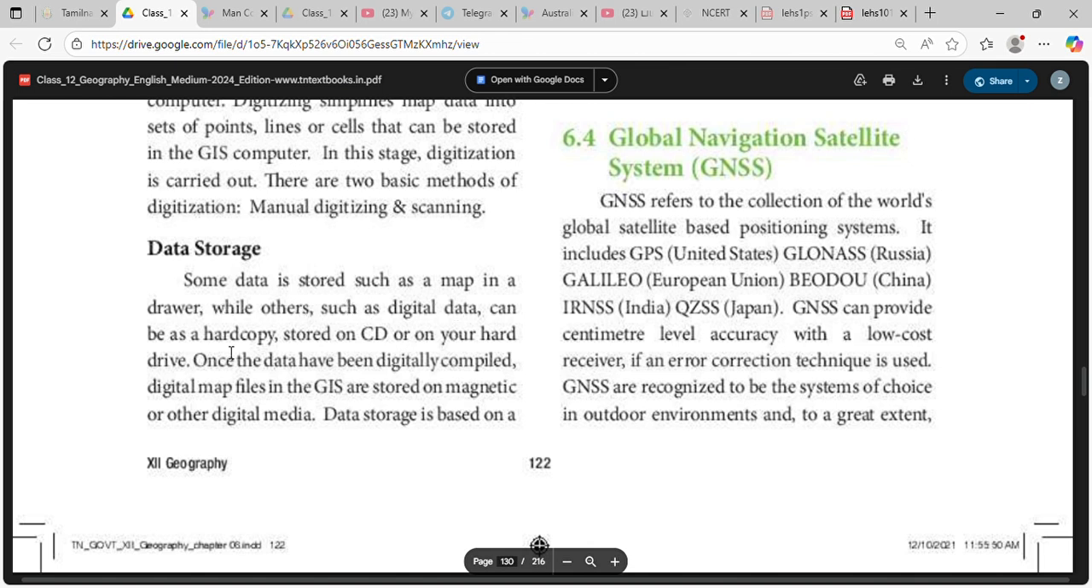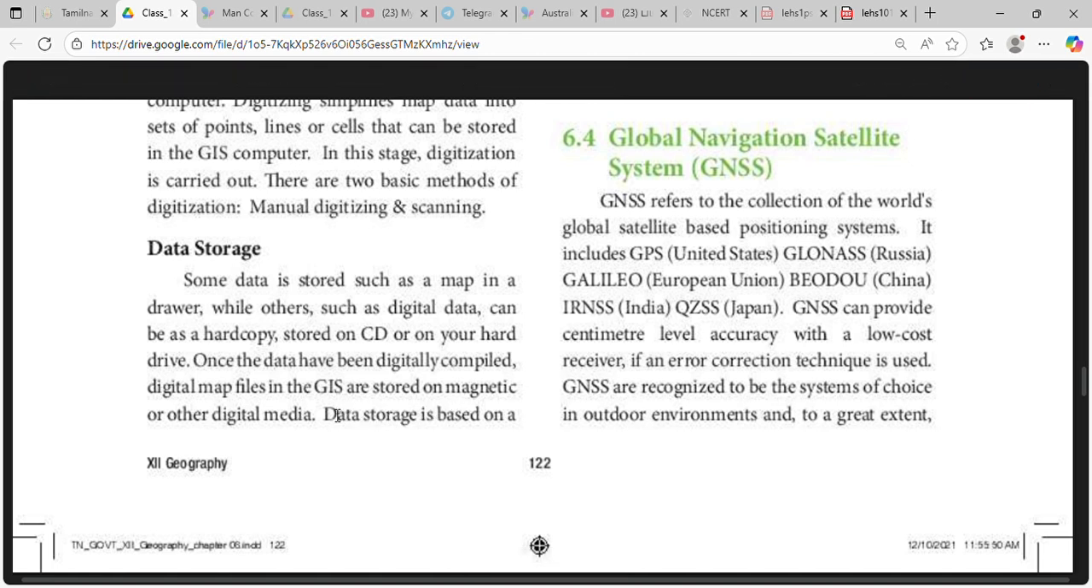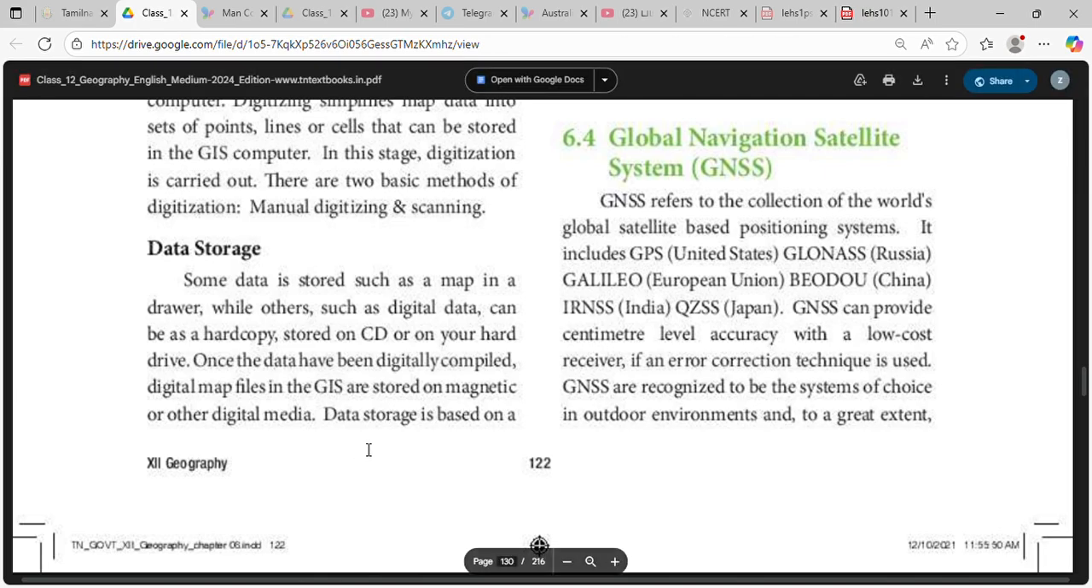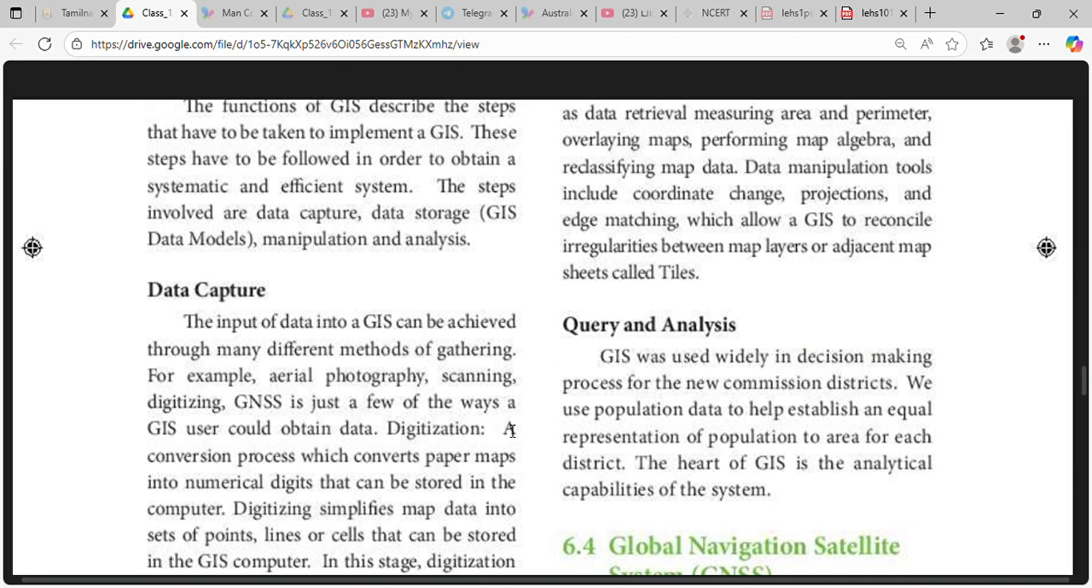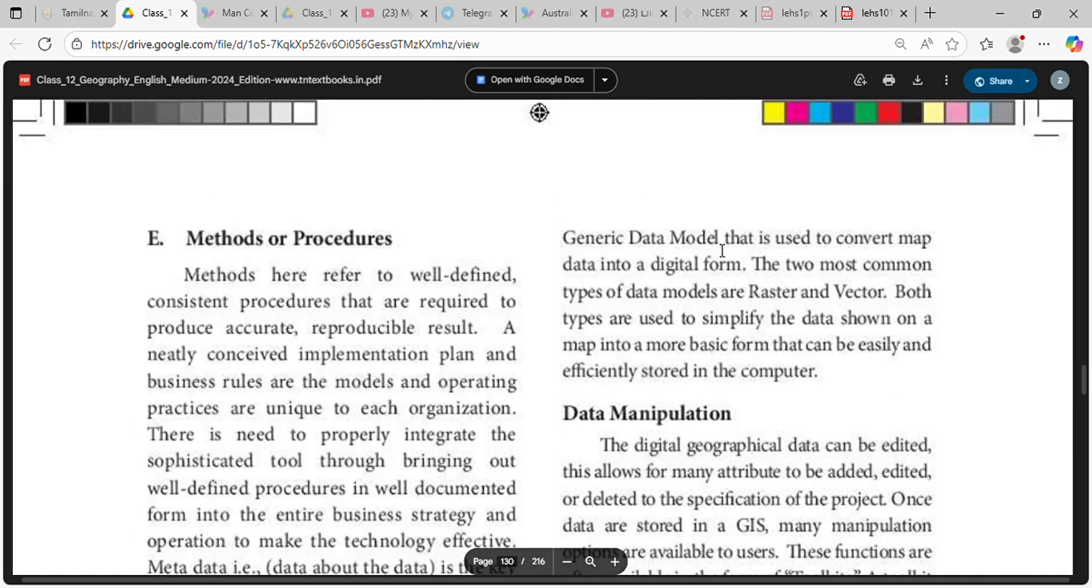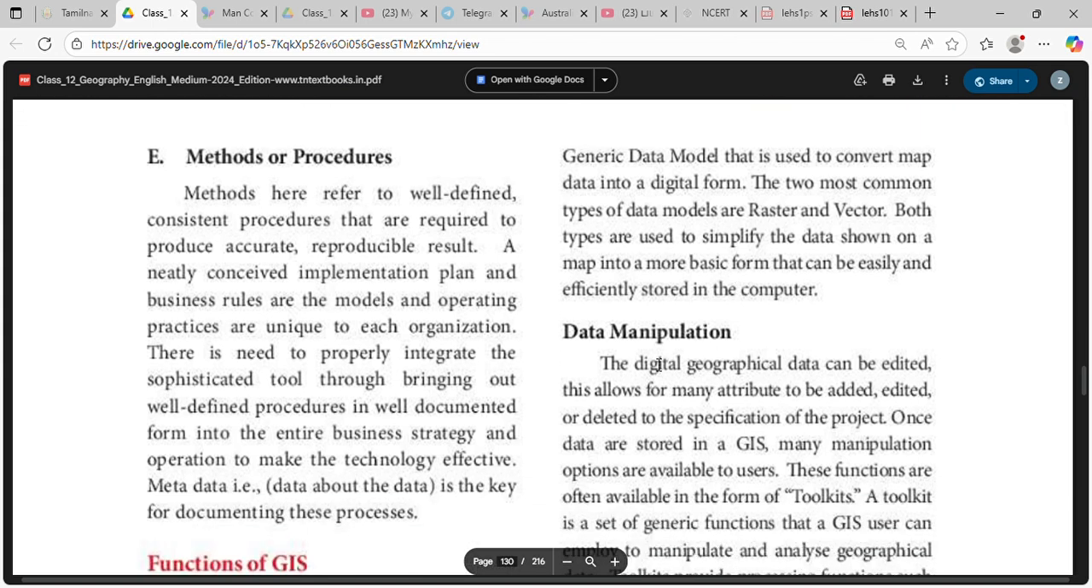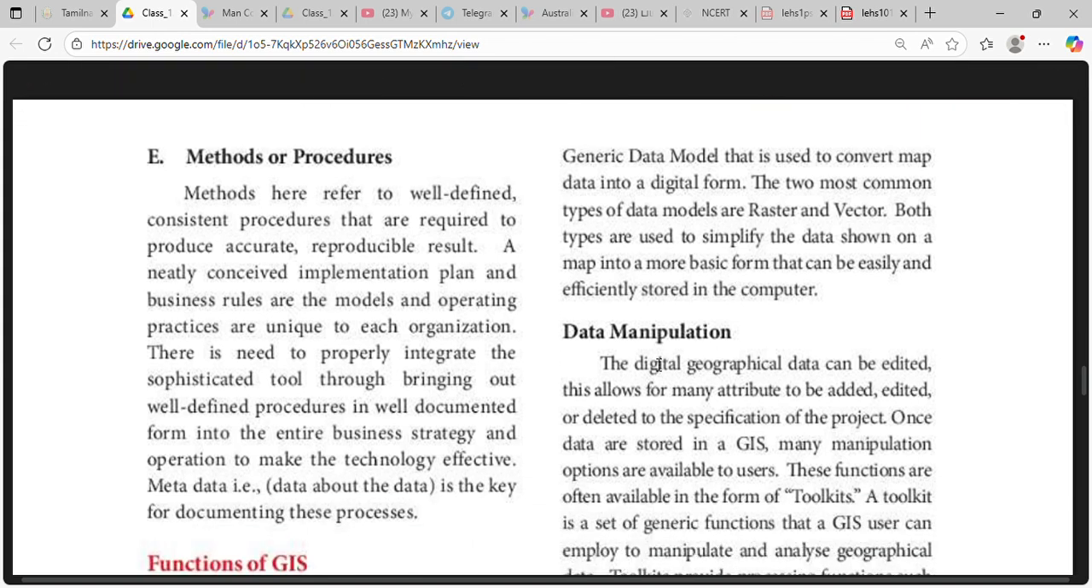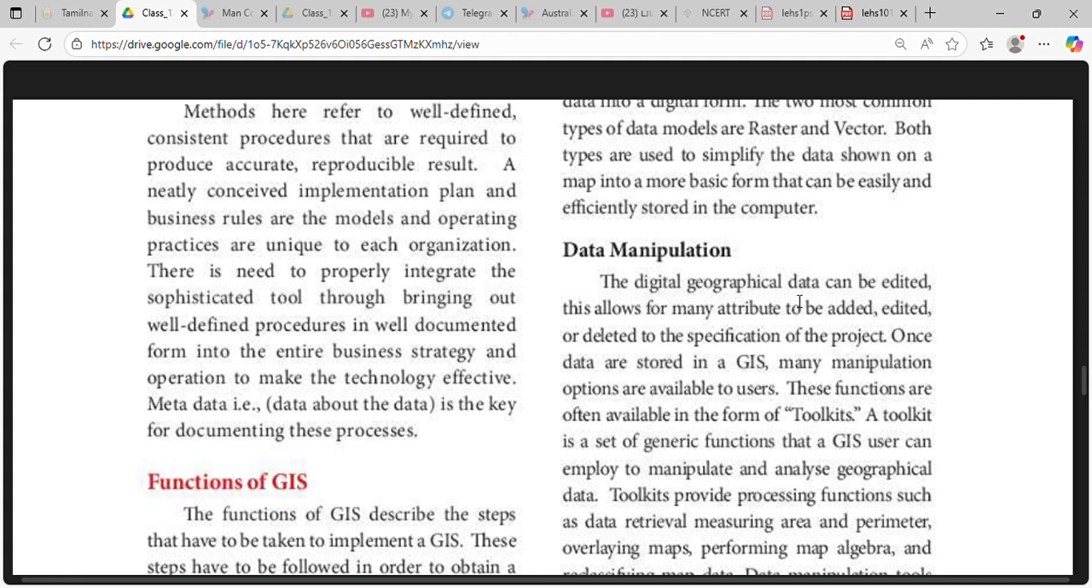Some data is stored as a hard copy, such as a map in a drawer, while other digital data can be stored on your CD or on your hard drive. Once the data has been digitally compiled, digital map files in the GIS are stored on magnetic or other digital media. Data storage is based on a generic data model that is used to convert map data into digital form. The two most common types of data models are raster and vector. Both types are used to simplify the data shown on a map into a more basic form that can be easily and efficiently stored in a computer.